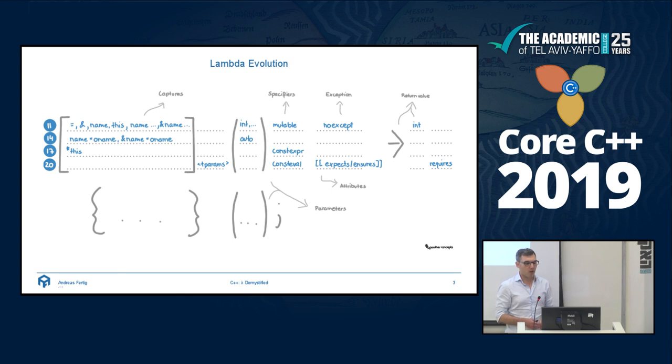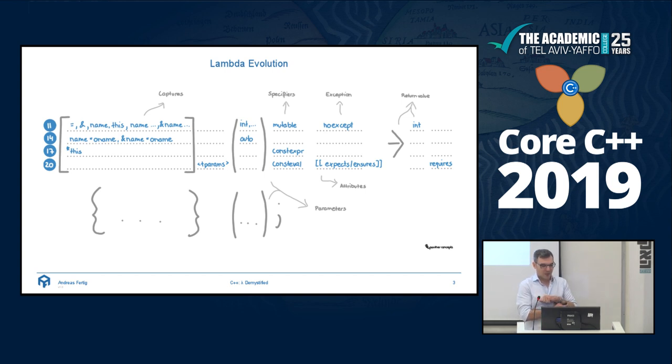One step more to the right, we have specifiers. With C++11, we have noexcept. With C++17, we have constexpr there, so lambdas are implicitly constexpr in C++17. And with C++20, we will have consteval. And I hope I pronounced this right, because it's not evil, it's evaluated at compile time. It's a little bit different than constexpr.